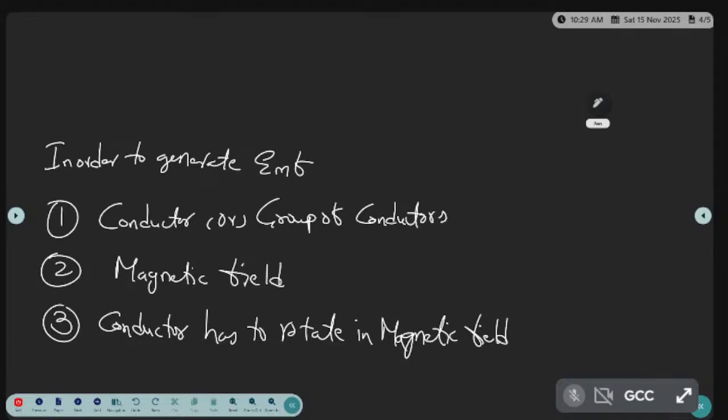So these three things are required to generate an EMF, to induce an EMF. Without these three, we cannot get an EMF. If any one is missing, we cannot get EMF. We cannot generate, we cannot induce.